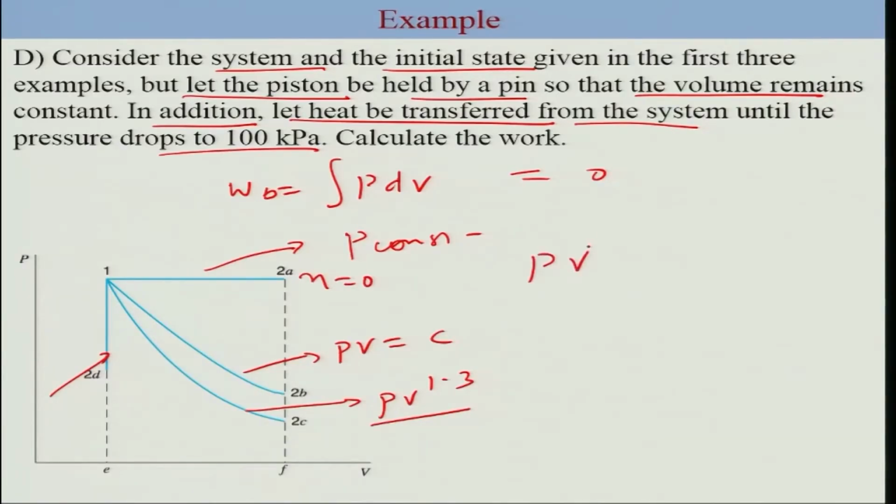If you look at the PV^n constant process, then this was the case where n was 0, and this was the case where n approaches infinity, and this is where n is equal to 1. So you can clearly see how the work varies depending on the variable n here for the polytropic process.